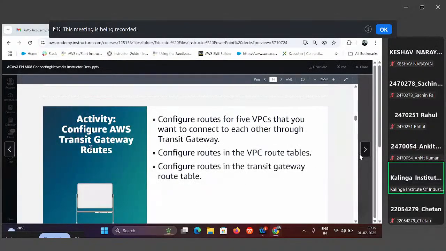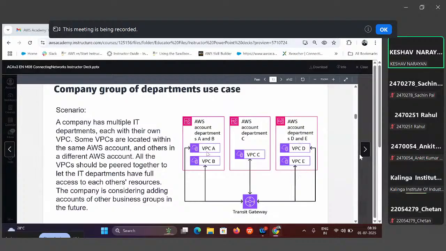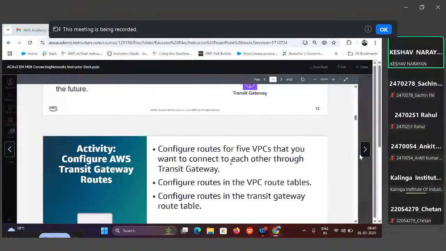Now you can go ahead with these activities that they're asking. Activity: configure AWS transit gateway routes. Configure routes for 5 VPCs that you want to connect to each other through transit gateways. Look, these 5 VPCs are these, sir, A, B, C, D, E; we have to connect them.